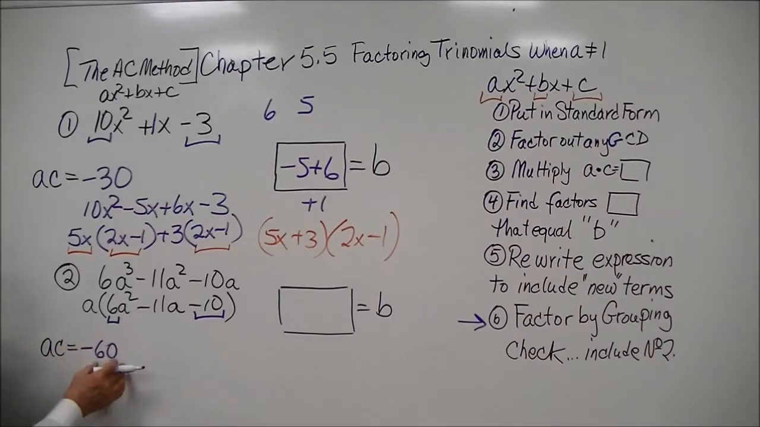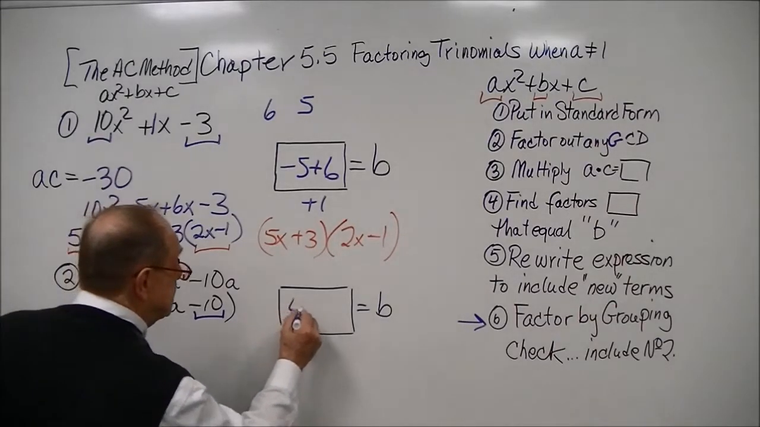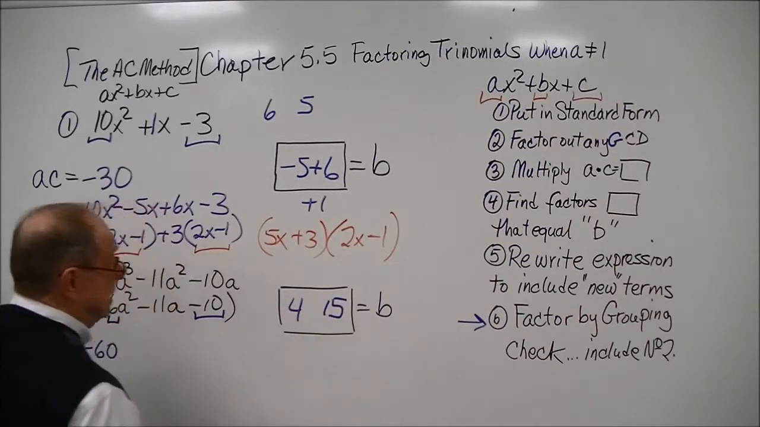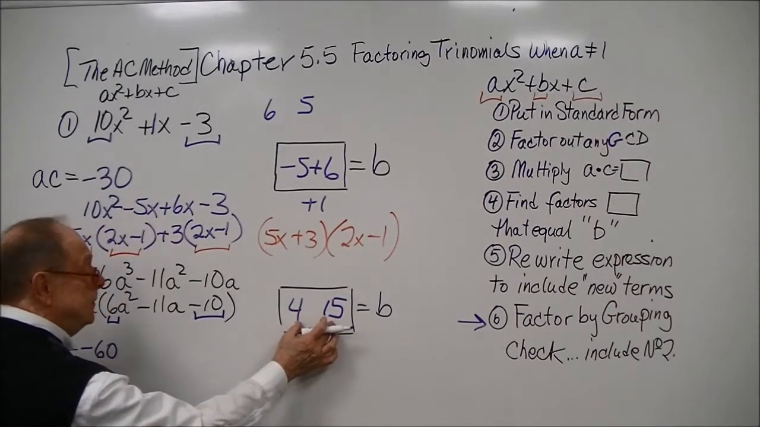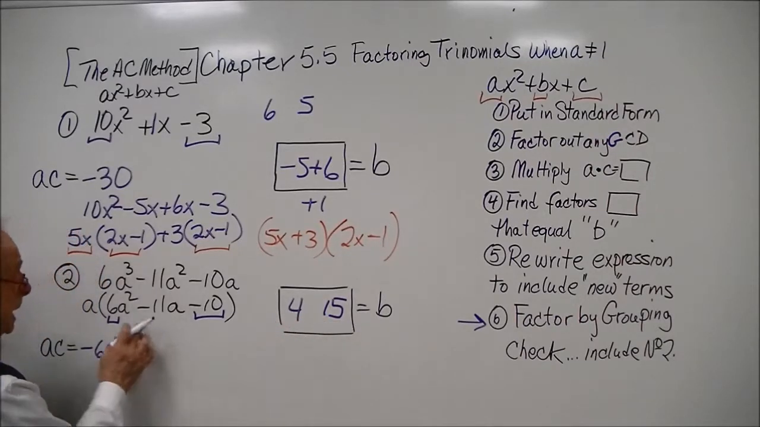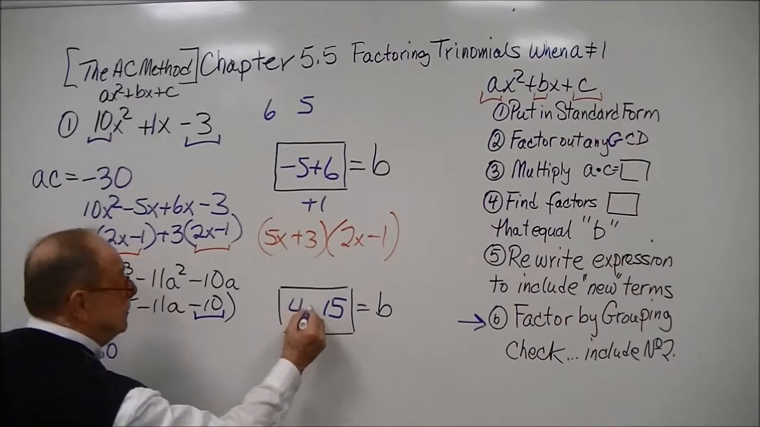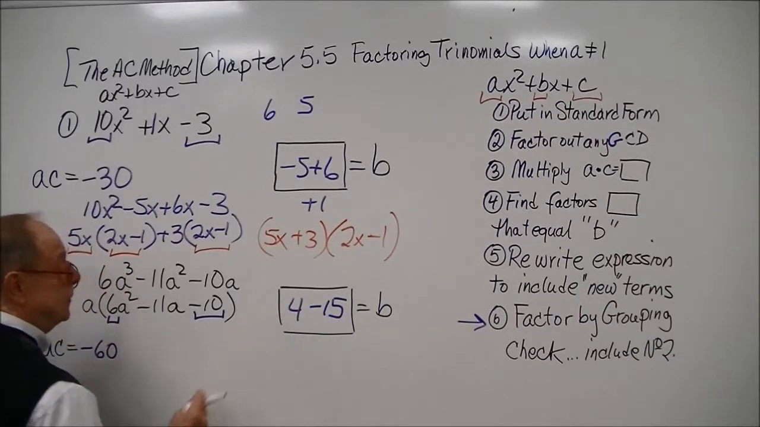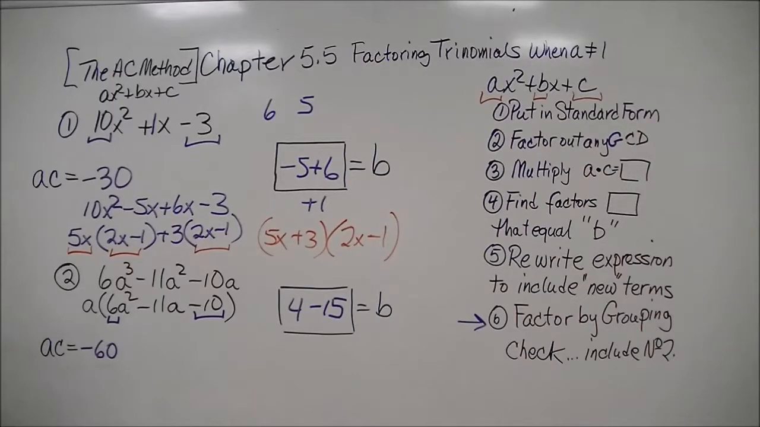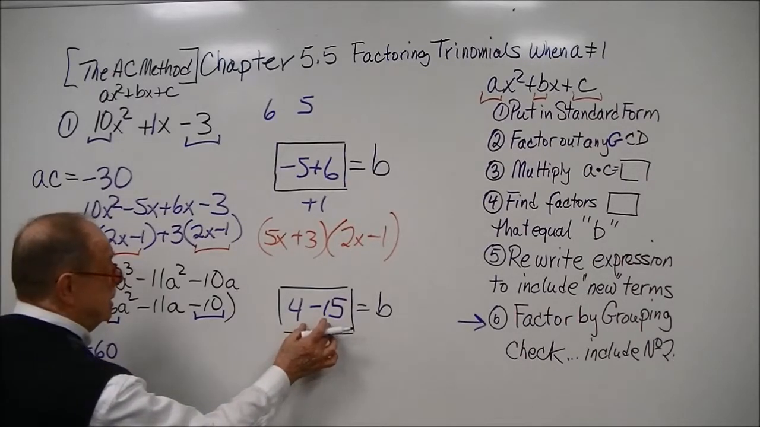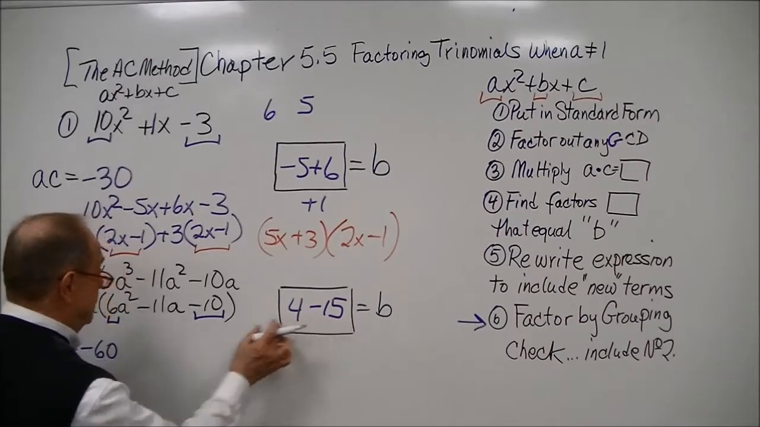And here you start thinking about what are some factors of 60. Well, the common ones would be 6 and 10. That does it. But when I think 4 times 15, I see that these factors will add up to an 11 if the 15 is negative and the 4 is positive. So there's my negative 11 right there.